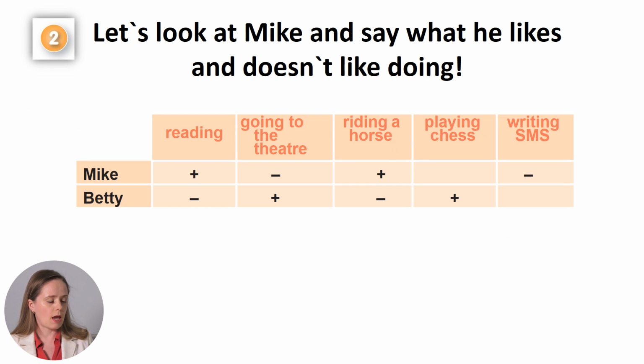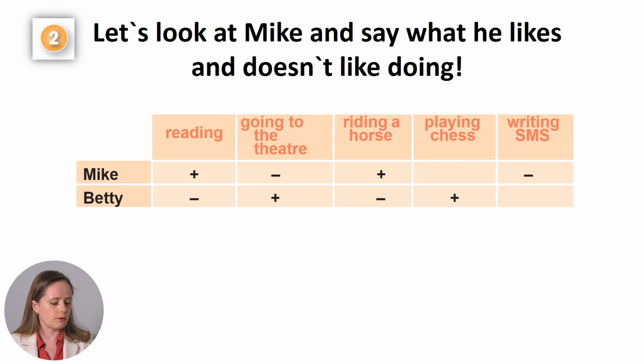Here we have to say what Mike, we have two children, Mike and Betty, we will take one by one, Mike and Betty after that. So what does Mike like doing and what he doesn't like doing? Mike. So here we have 5 activities. Reading, going to the theater, riding a horse. Do you know a horse? What is this? Okay, playing chess and writing SMS.